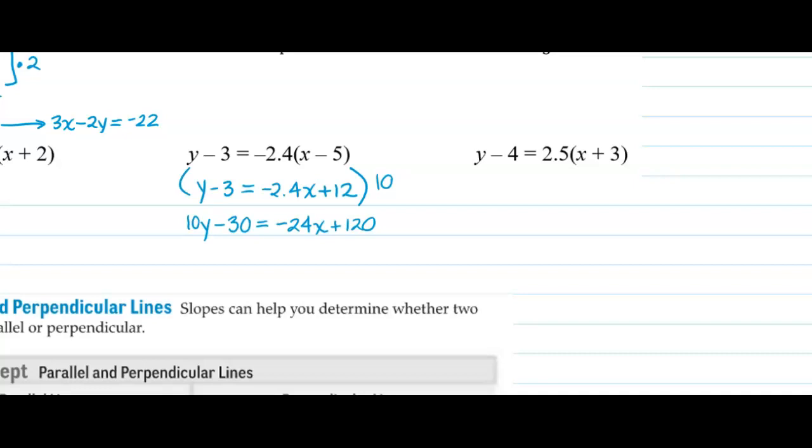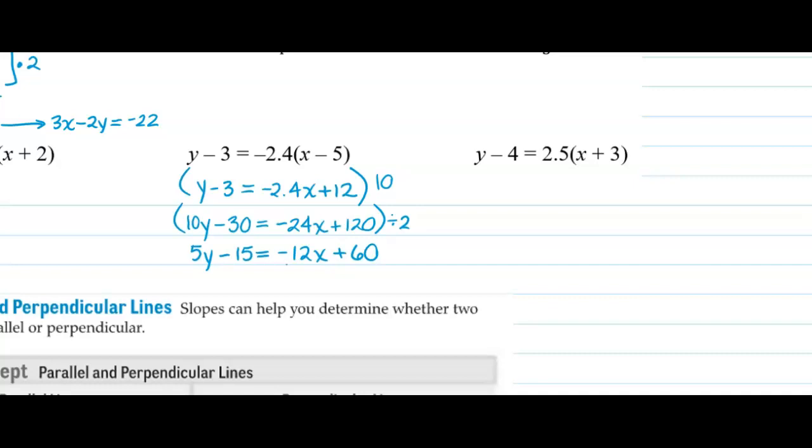But notice now, looking at this, there is a greatest common factor. All of these numbers are even. So I could divide all of them by 2. And I'm left with 5y minus 15 equals negative 12x plus 60. I can divide 5, 15, and 60 by 5, but I can't divide 12. And these are even, but these are not, so I'm good.